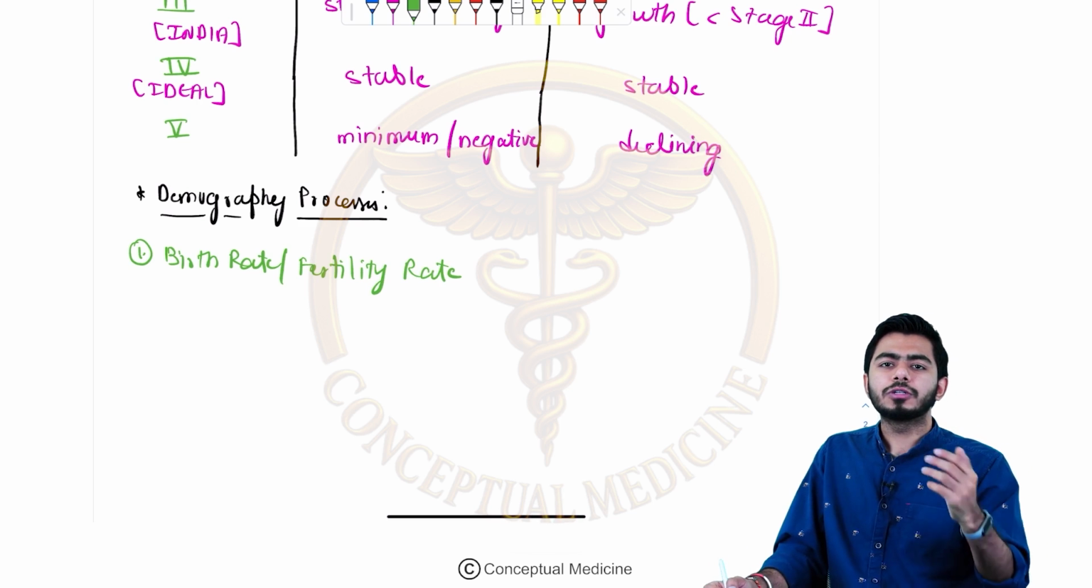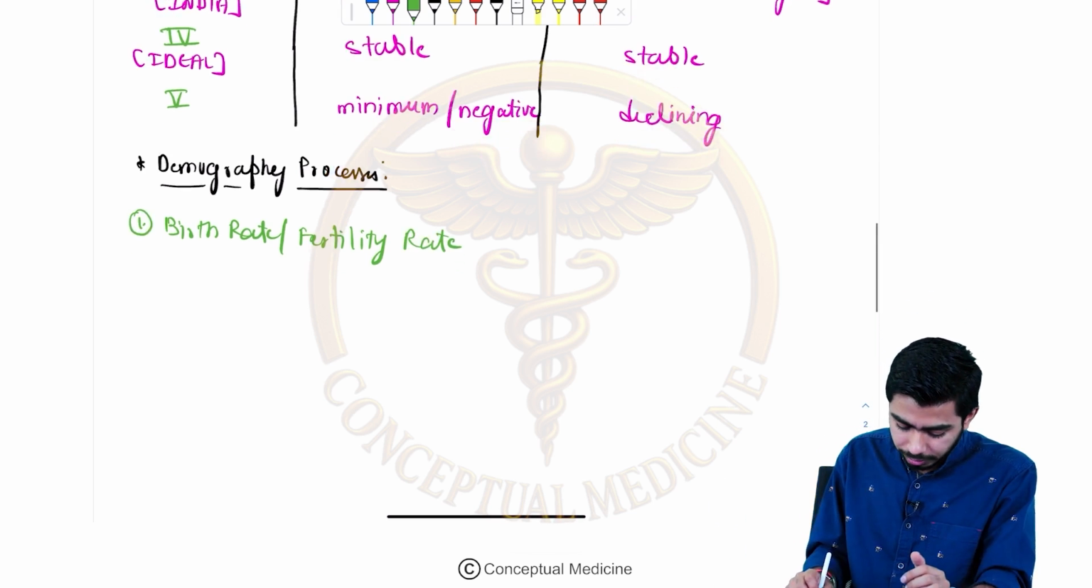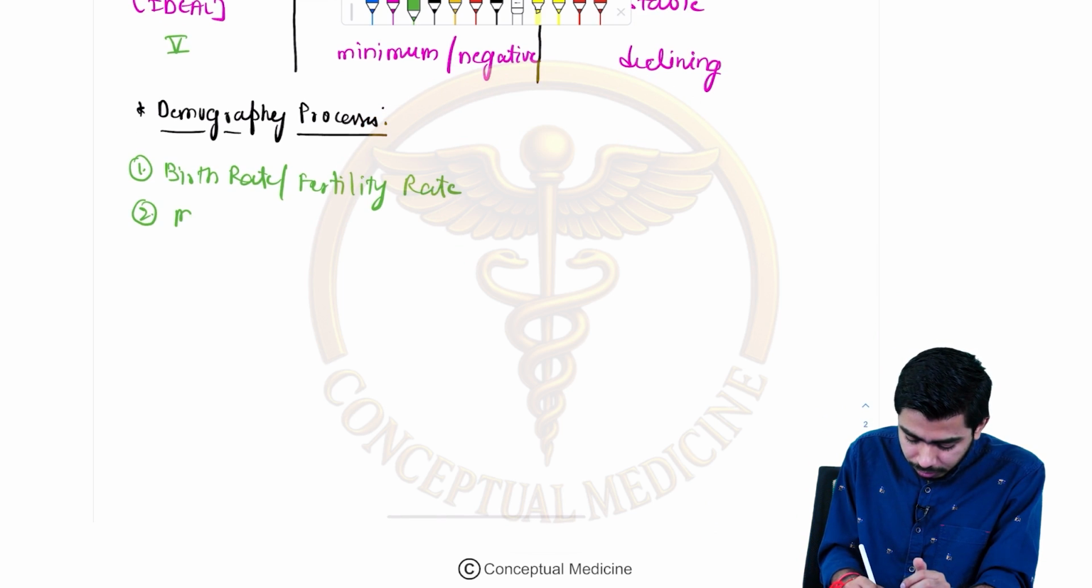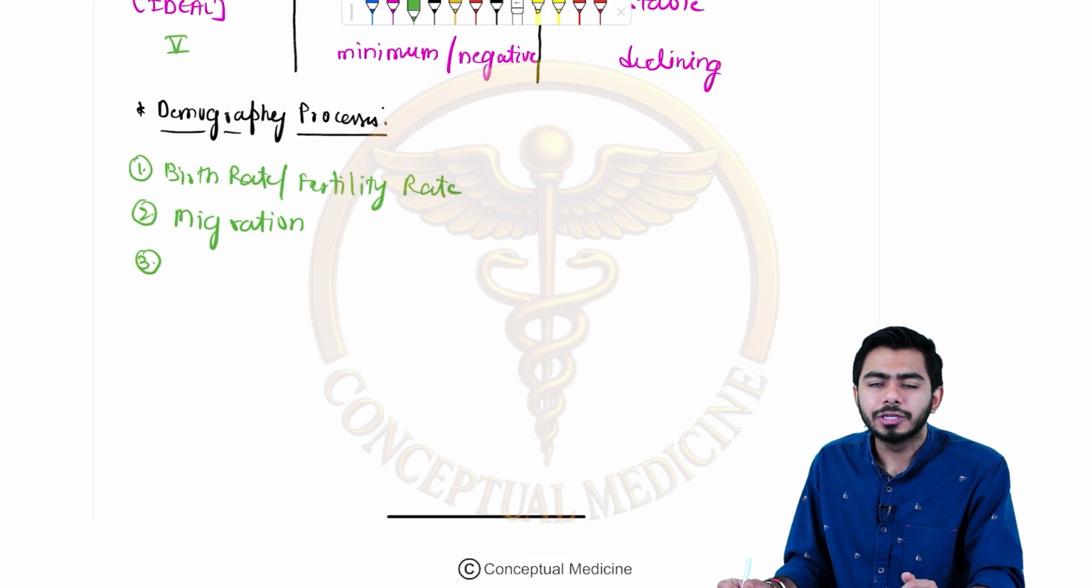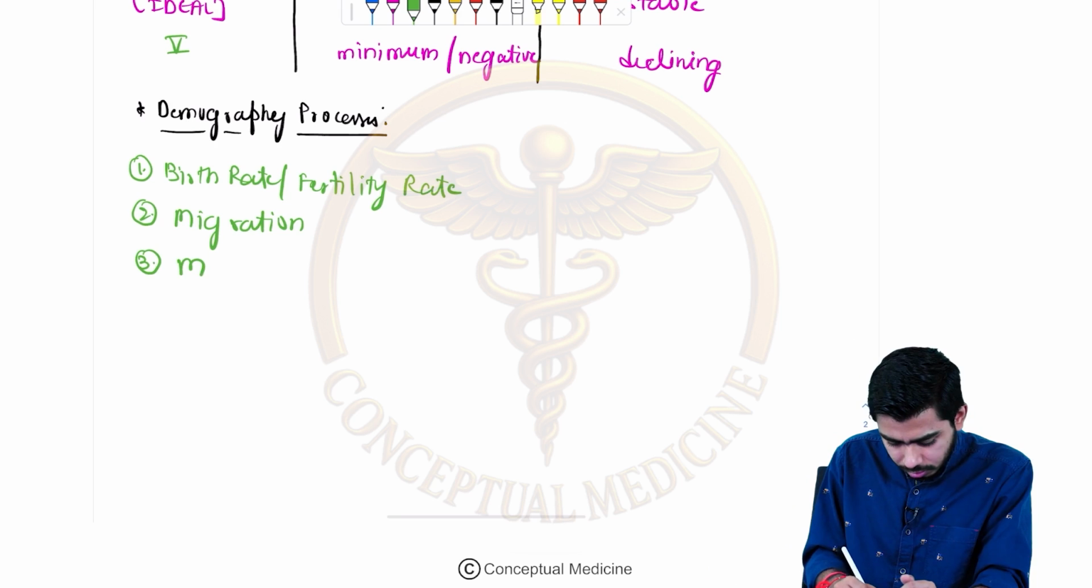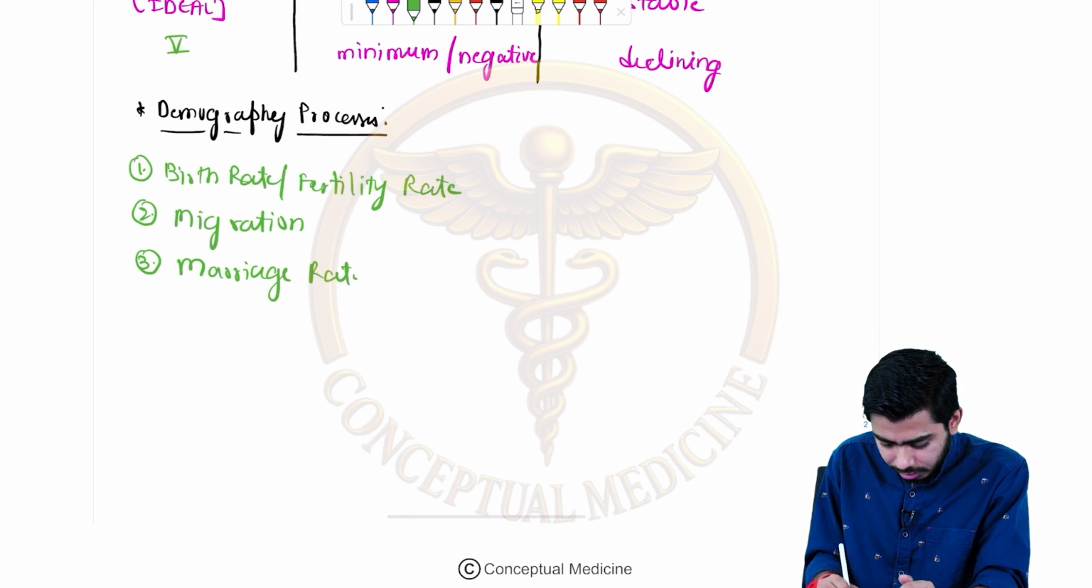After the birth, what happens? There is a migration usually, so please remember it like that. There could be the migration. After the migration, what happens usually? There could be the marriage. So we are talking about the marriage rates. Here I shall write the migration rate.